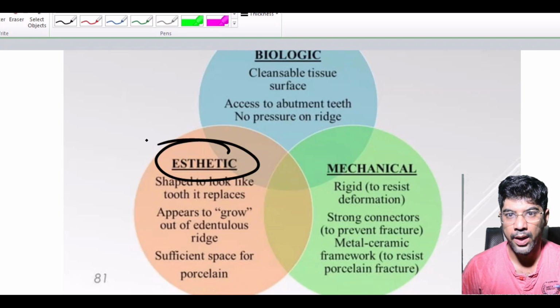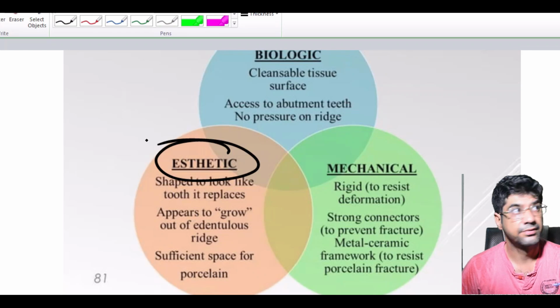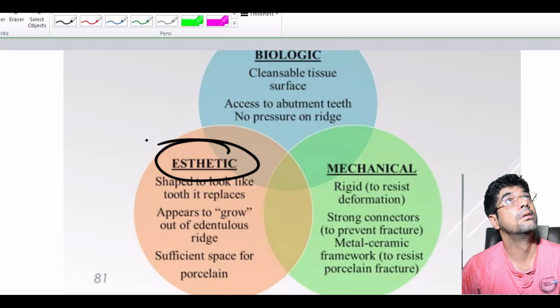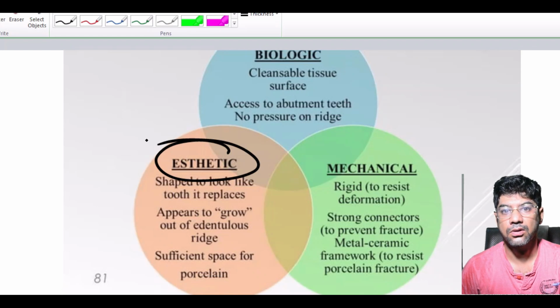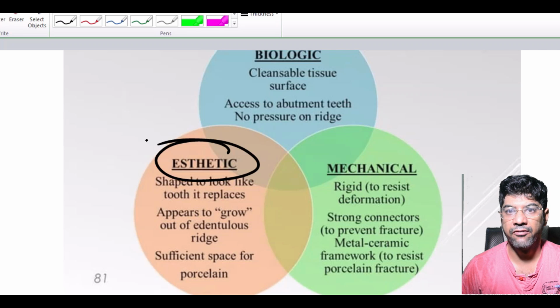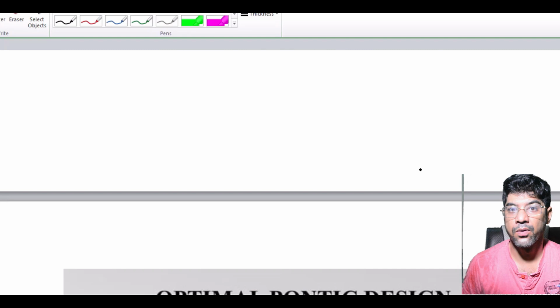It should be biocompatible, avoiding tissue impingement or reaction. Third, it permits effective oral hygiene. It preserves the underlying mucosa and bone, preventing ulceration and resorption of the residual alveolar ridge. So these are the ideal requirements of a Pontic: restoring function, providing good aesthetics, ensuring patient comfort, being biocompatible, permitting effective oral hygiene, and preserving the underlying mucosa and bone.